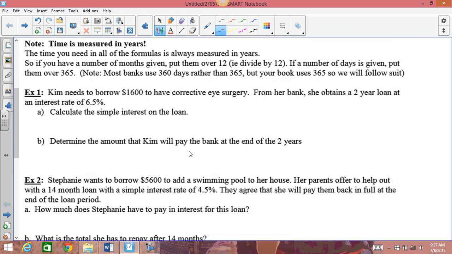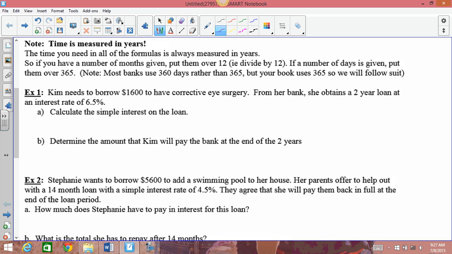So let's look at example 1 together. It says that Kim needs to borrow $1,600 to have corrective eye surgery. From her bank, she obtains a 2-year loan at an interest rate of 6.5%. So this is what I meant by it's just a plain old 6.5%. It's not saying it's a monthly interest rate or anything like that. So we assume that 6.5% is a yearly rate. My time needs to be in years. It is, so we're good to go. It says 2 years.